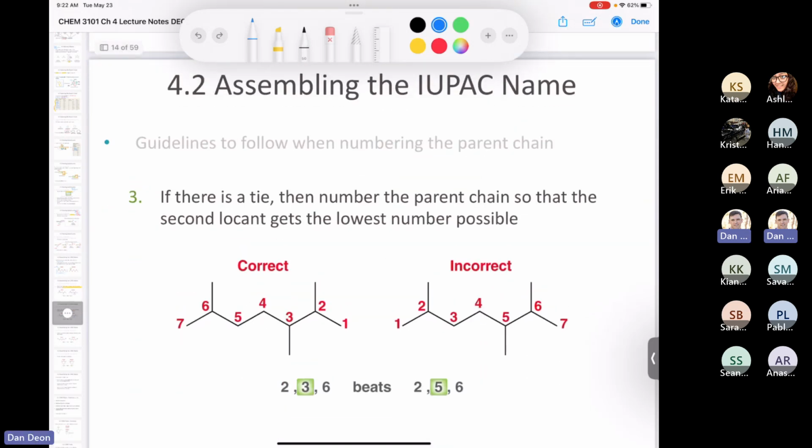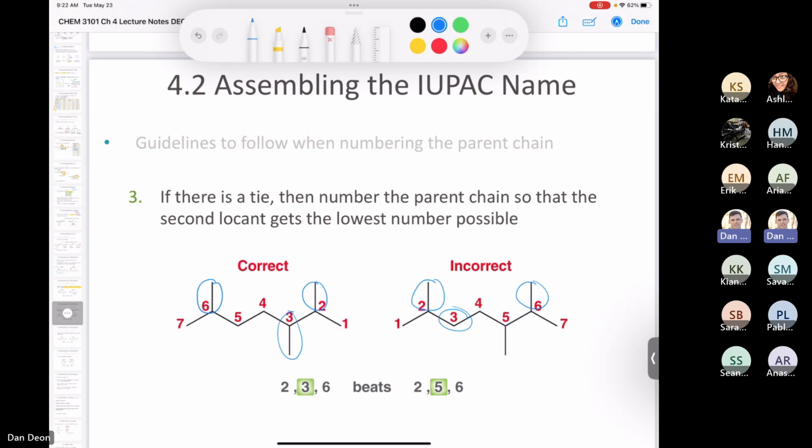So if there's a tie, what do you do? You go for a tiebreaker. You can see that in both of these, you have a methyl group on the second carbon, 2 and 6, so you couldn't use that. But if you look at the one on the left, you go 1, 2, 3, there's your second substituent. Here you go 1, 2, 3, and there's no substituent. So the one on the left beats the one on the right.